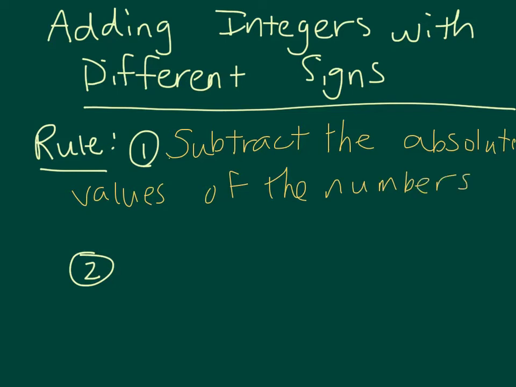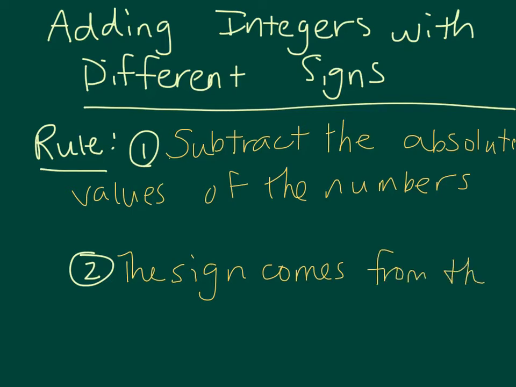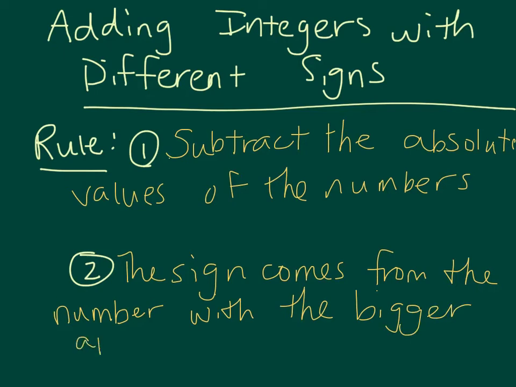And then how do we know which sign goes with it? We decide the sign comes from the number with the bigger absolute value. So we look at the two numbers, and whichever one has the bigger absolute value, the sign from that number stays with our answer. Let's look at some examples.